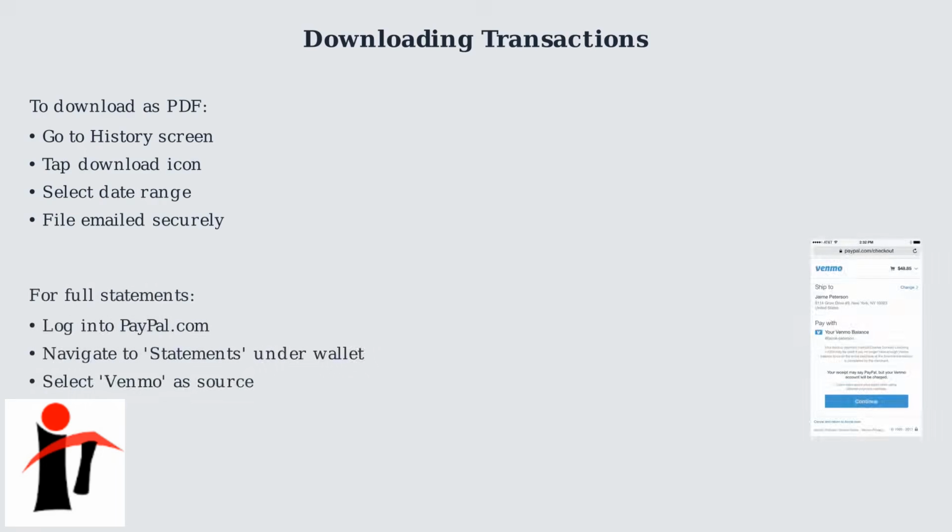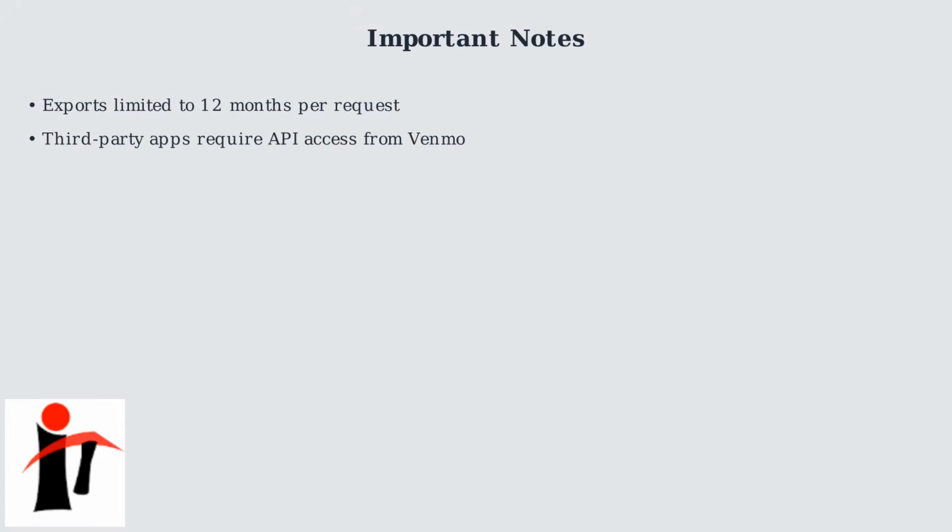You can get full statements for tax purposes by logging into paypal.com, navigating to Statements under the Wallet section, and selecting Venmo as the source. Remember that exports are generally limited to 12 months per request, and third-party apps require API access from Venmo for security.